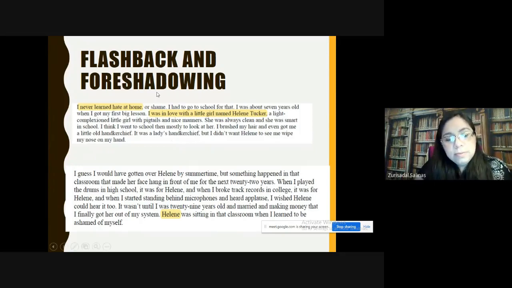Then you have foreshadowing. Here you have, "I was in love with a little girl named Helen Tucker." Right away, we know something's going to happen dealing with Helen Tucker. And sure enough, a few paragraphs down the line, he tells us, "I would have gotten over Helen Tucker, but then this happened." Something happened in that classroom that made her face hang in front of me for the next 22 years. So future time, he's still thinking about Helen because of what happened here.